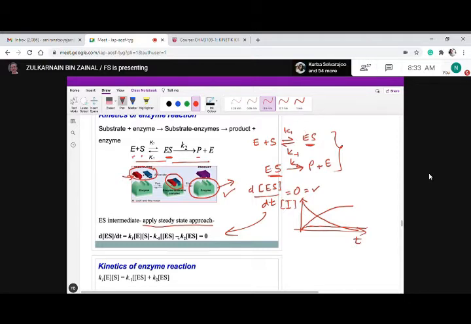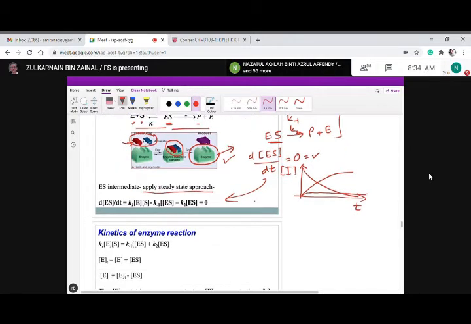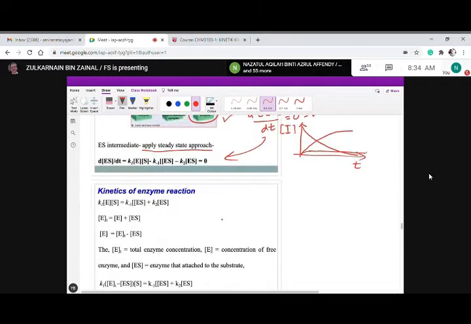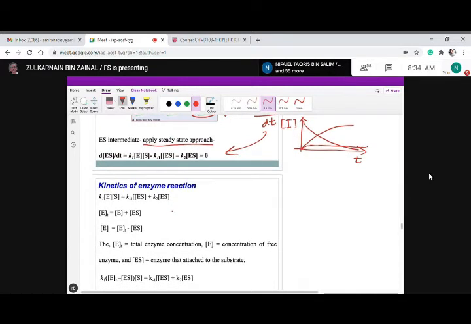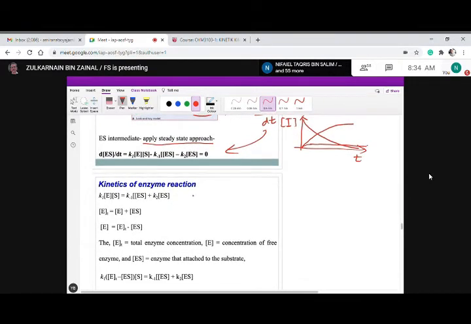And then another one is negative k2 times ES, because of the third reaction, the reaction after that, where we have ES forming the product, right? So k2 times ES is also negative. Why is it negative? Because ES is consumed here also, right? And then we can do some manipulation of the equation. Then you can get this equation: k1 E S is equal to k minus 1 ES plus k2 ES.